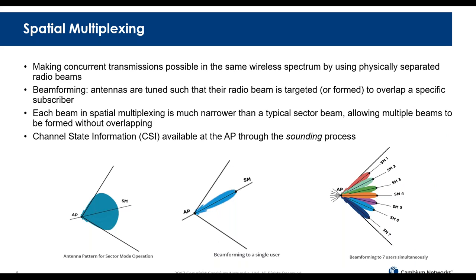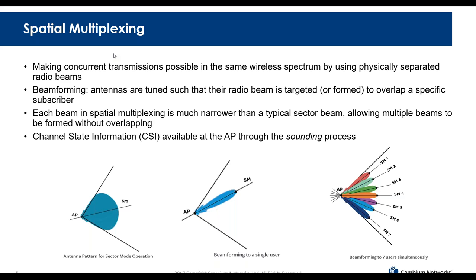Massive MU MIMO is based on spatial multiplexing. What is spatial multiplexing? It is making concurrent transmissions possible in the same wireless spectrum by using physically separated radio beams. The key here is beamforming, meaning the ability of creating a narrow beam by tuning the antenna elements at the access point. In the plots here, we see the difference between the pattern of a typical sector antenna to the left, and a beamforming pattern in the middle.